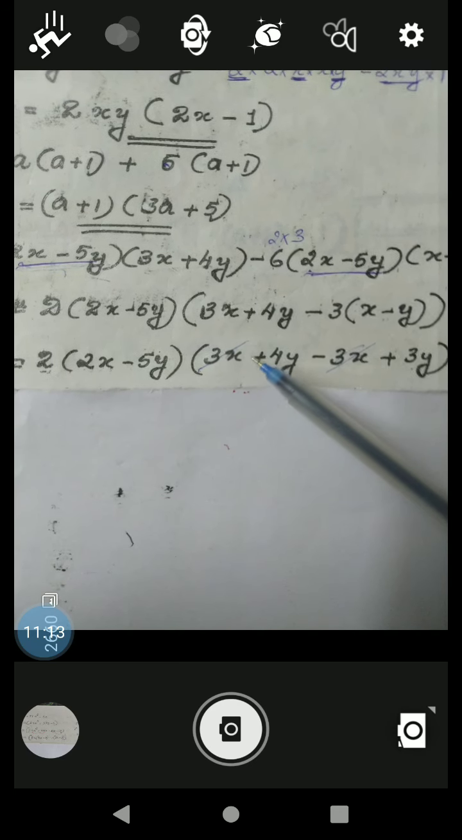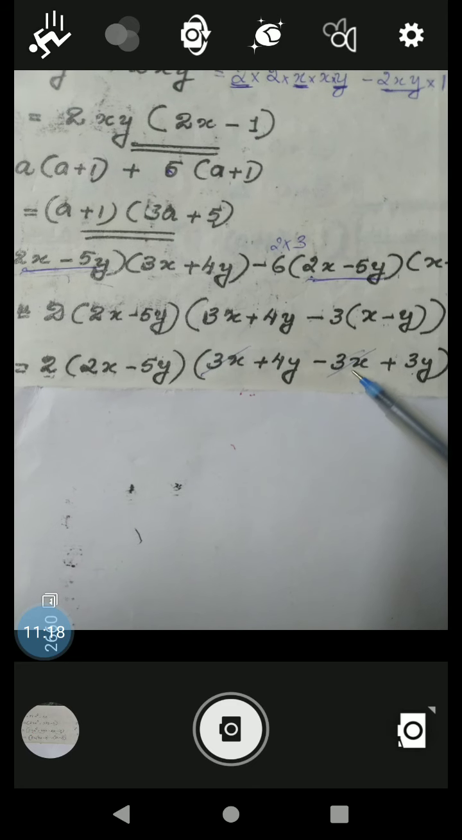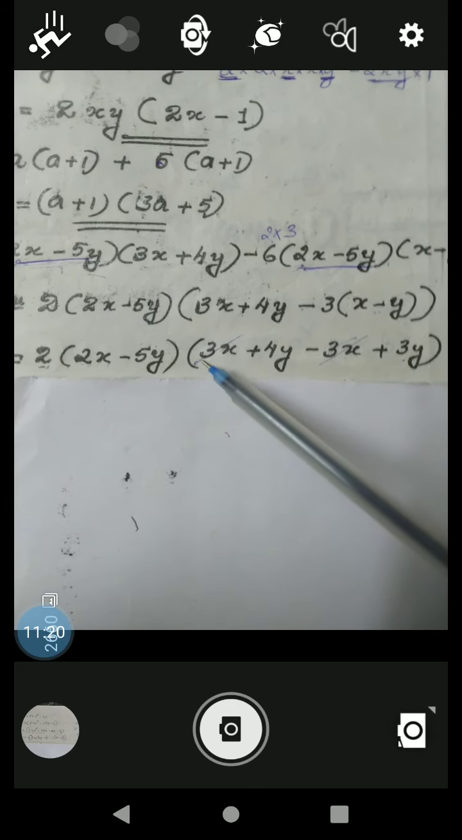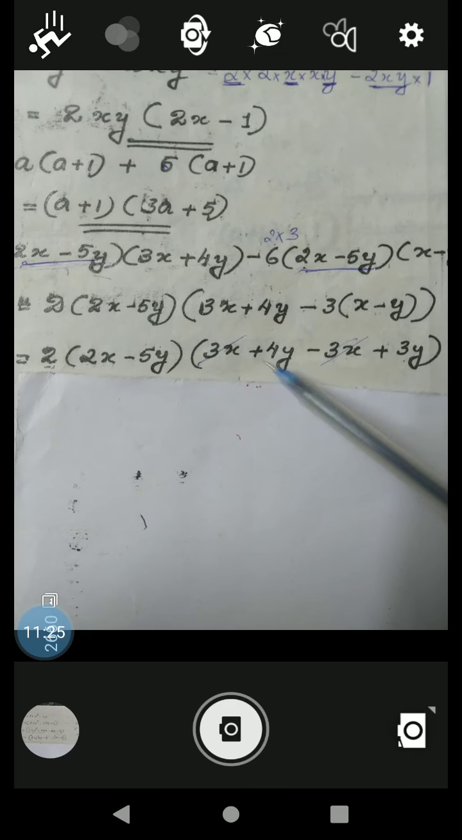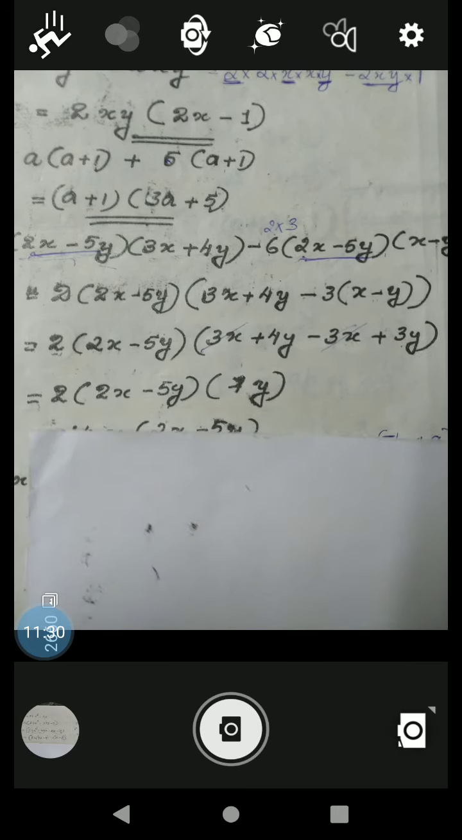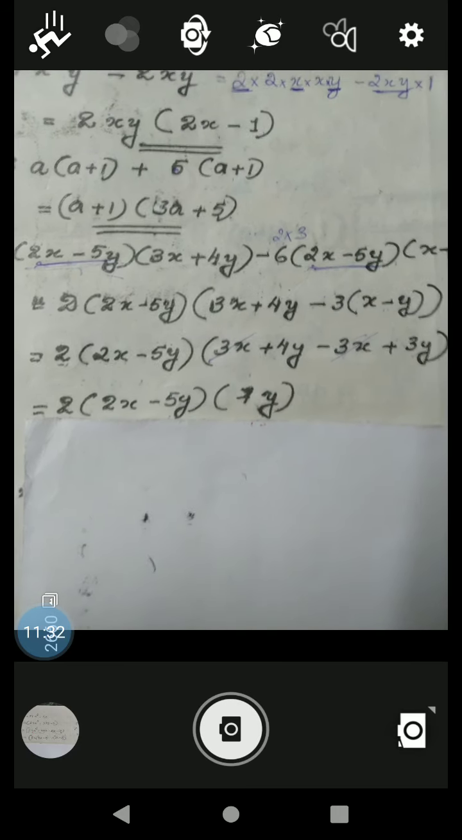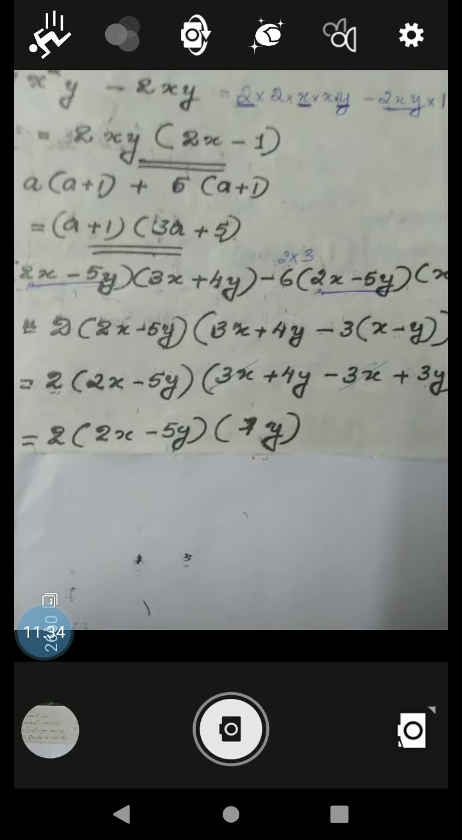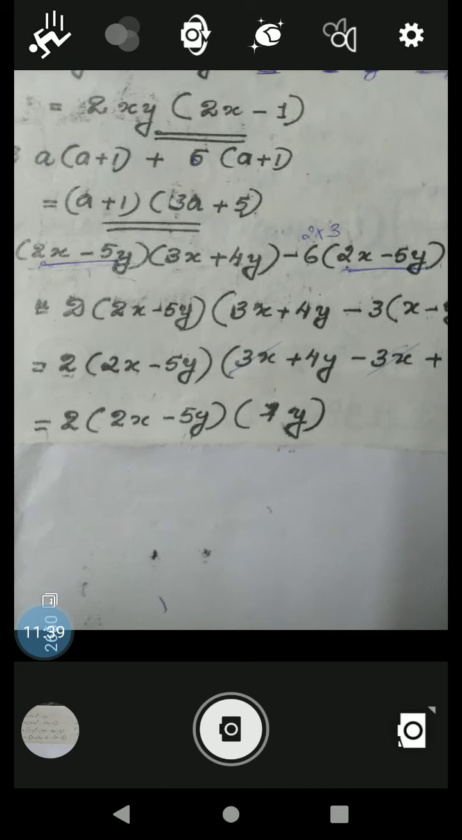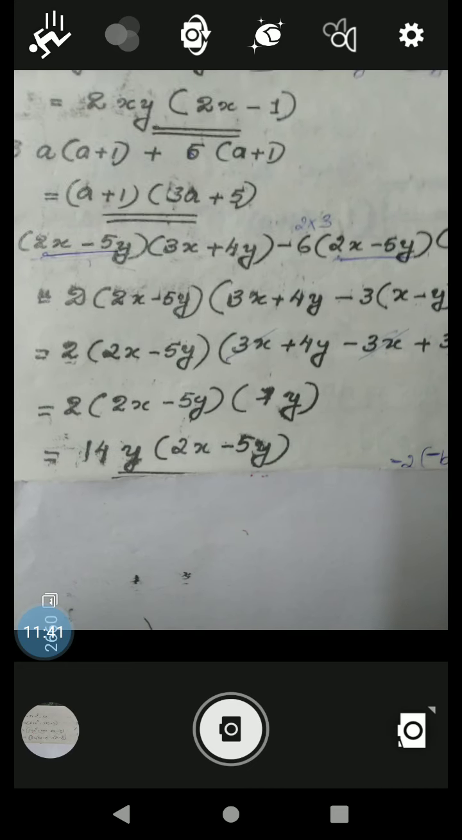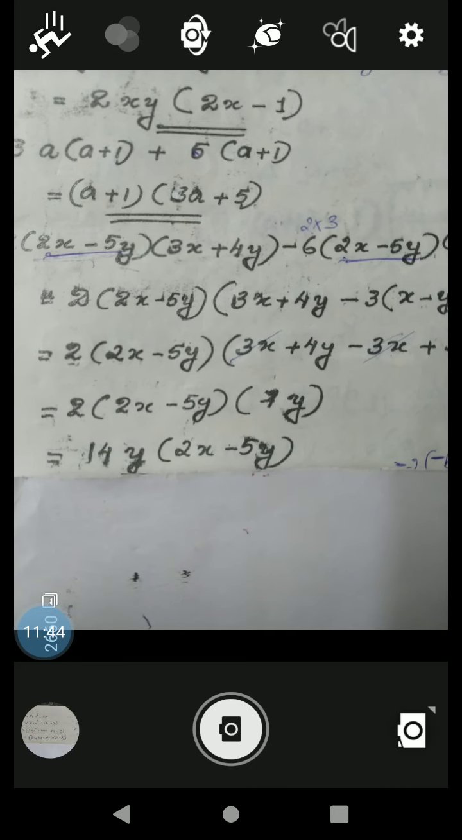And you can simplify this bracket again. Look, 3x and 3x are like terms. Therefore, they are cancelled. And 4y plus 3y, that is 7y. So, at last we can write 2 into (2x minus 5y) into 7y. That is 2 into 7y, that is 14y into (2x minus 5y).